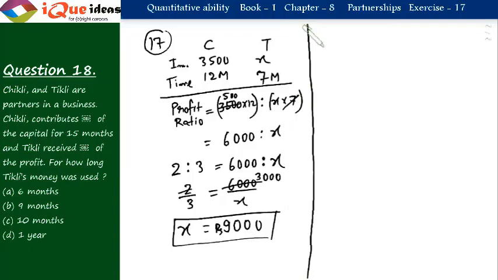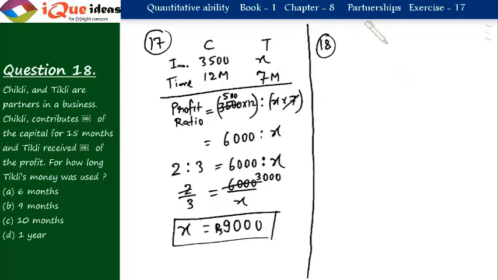Okay. Now question number 80. Chikli and Tikli are partners in a business. Chikli contributes 1/4 of the capital for 15 months. Tikli received 2 by 3 of the profit. For how long Tikli's money was used?